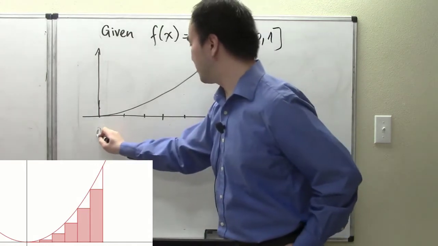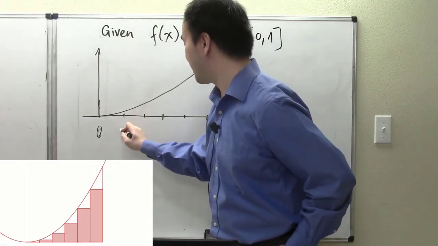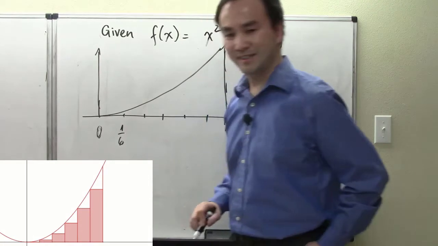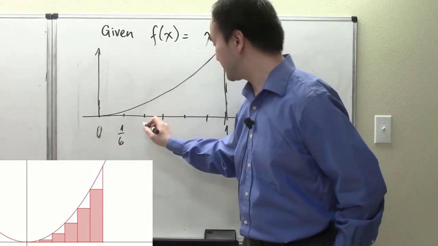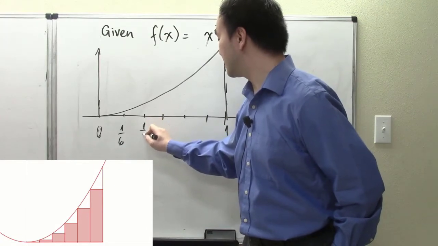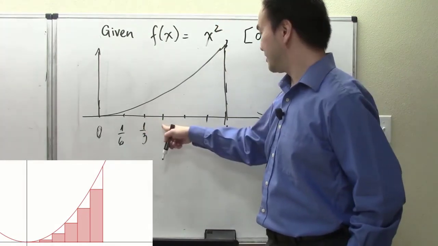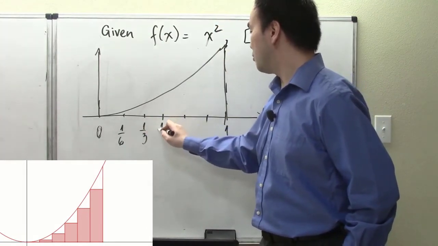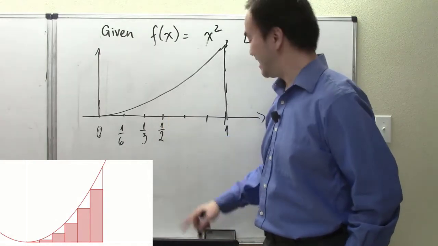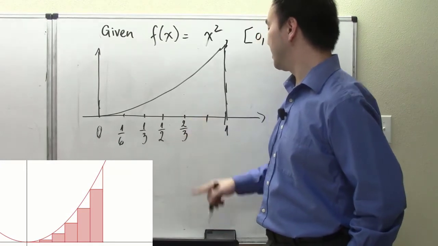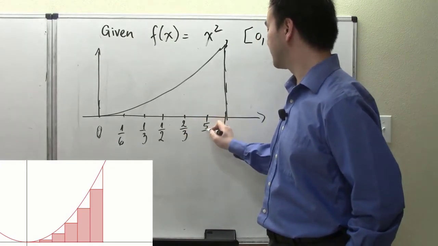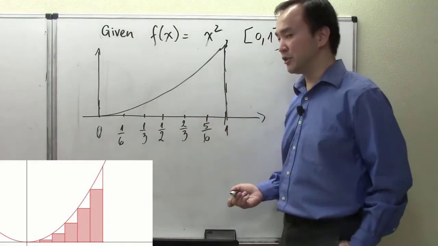Right, so if 0 is here, then the first partition point has to be 1/6. And then the next one here is 2/6, but 2/6 is the same as 1/3. Then this is 3/6, which is 1/2. This is 4/6, which is 2/3, and this is 5/6 right here. So those are our partition points.